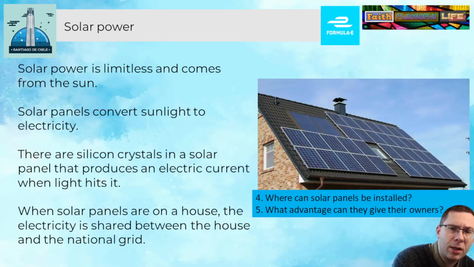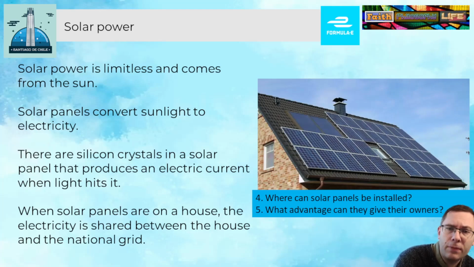Anything extra that I don't need, that I don't store, I can send into the grid, and then other people can use it. And that's got to be nice and friendly. They do get charged for it though, unfortunately, whereas I don't get charged for anything I use from the sun.